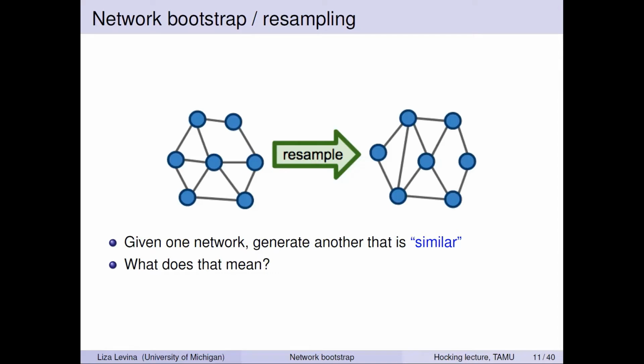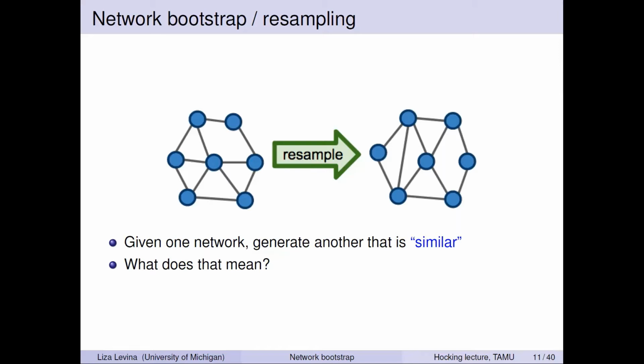All right, so resampling, and I don't even know whether to call it bootstrap or resampling, either way, but this is the question that I'm thinking about. I give you this one network on the left. I observed it. That's all I have. I want to create a network that is like this one, but not the same. Similar, from the same distribution, right? That's what bootstrap does. You take the sample, you resample from it, you mimic the distribution.